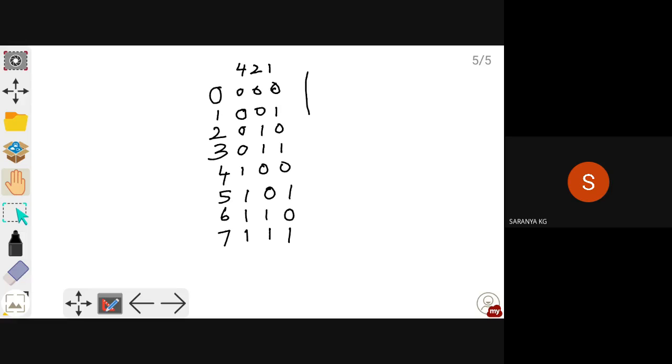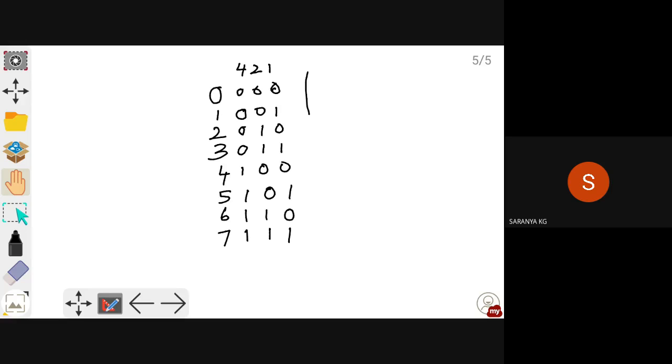4 is 1, 0, 0. 5 is 1, 0, 1. 6 is 1, 1, 0. 7 is 1, 1, 1. Throughout the 5 units, you're going to use only this. If you're going to use 3 bits, you're going to use 0, 0, 0 to 1, 1, 1. So you have to write only in this order, from 0 to 7.